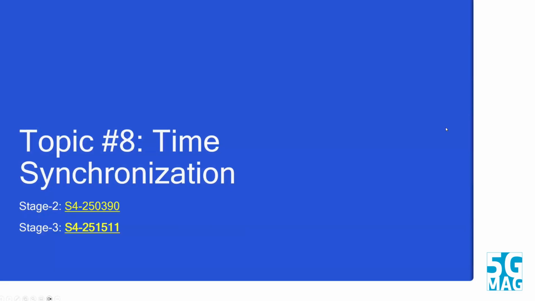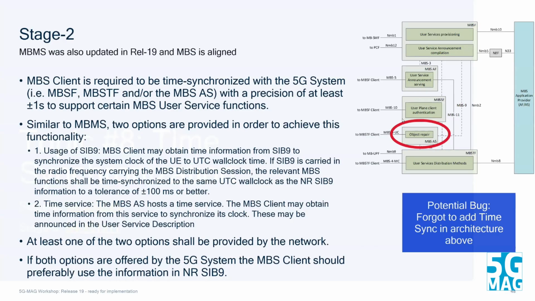That is related to this, that's time synchronization. It's relatively simple, but if you go through all the details, it gets a bit more complicated. First of all, we also updated in release 19 and we aligned MBS. So it was also identifying a bug fix. It has a bit to do also with the object repair.